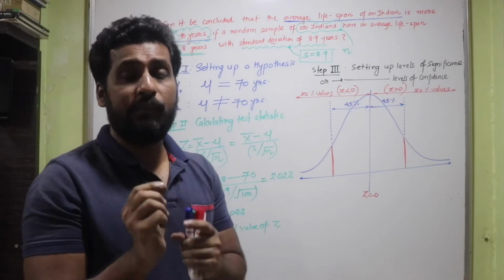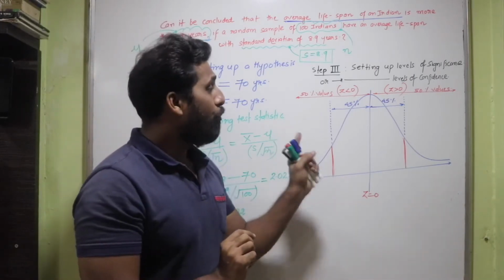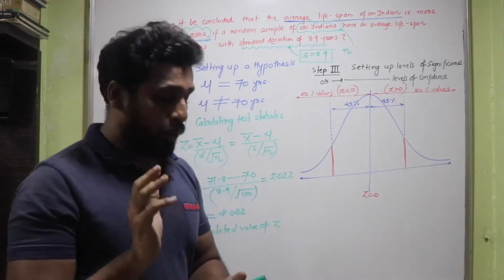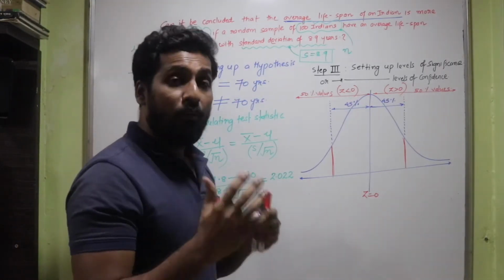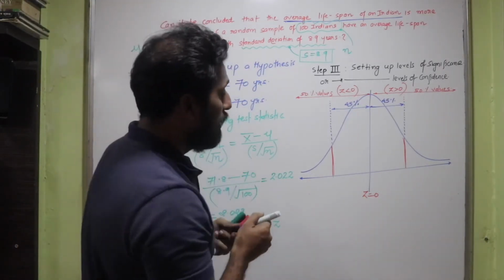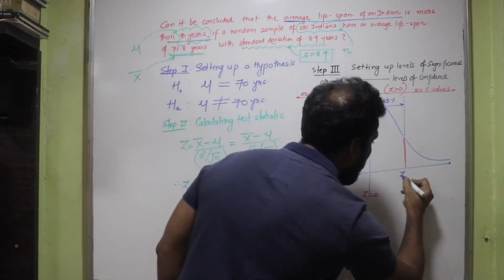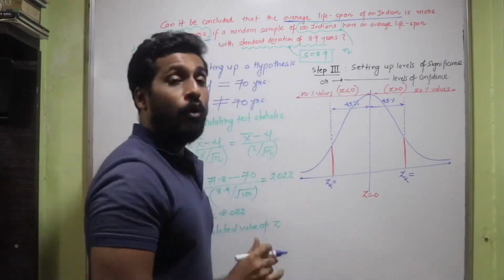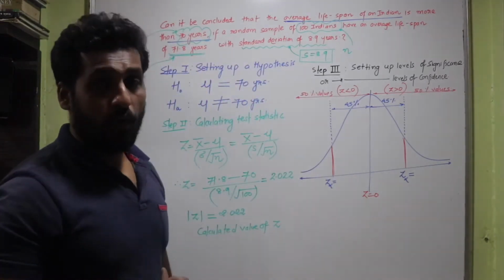So that will give us the value of 0.45. Now remember, usually these values are provided. Here I am going to take the value of Z alpha. It is called Z alpha. We call them critical values of Z.